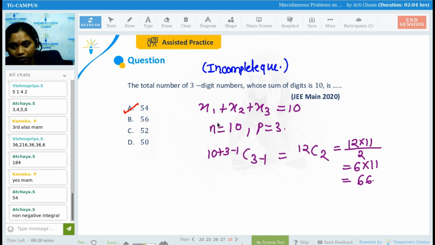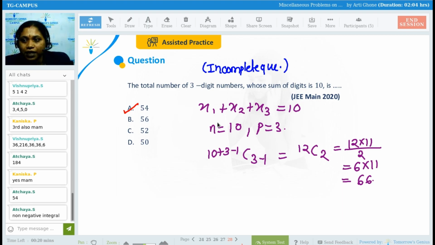Clear? The methods are clear. If anything is not specified, the direct Beggar method is applicable. Clear? Non-negative, positive, 0, nothing is specified. We just want the addition to equal 10. If this is the case, directly Beggar's method is applicable, which leads to our answer, that is 66. Clear? So this question was the bonus question at that time.